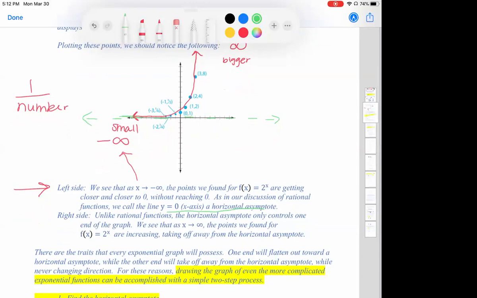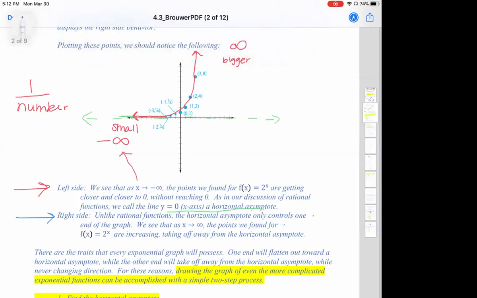Let's continue with the right side. Unlike rational functions, the horizontal asymptote only controls one end of the graph. We see that as x approaches infinity, the points we found for f of x equals 2 to the x power are increasing and taking off from the horizontal asymptote. So we see that those numbers are getting bigger. This part right here corresponds to this. They're getting bigger, right?